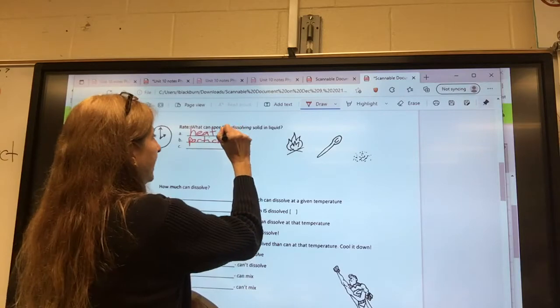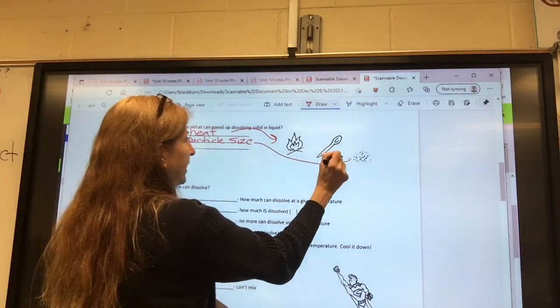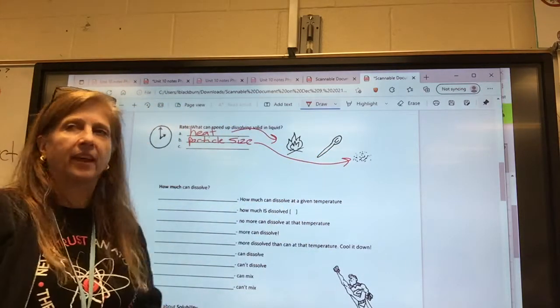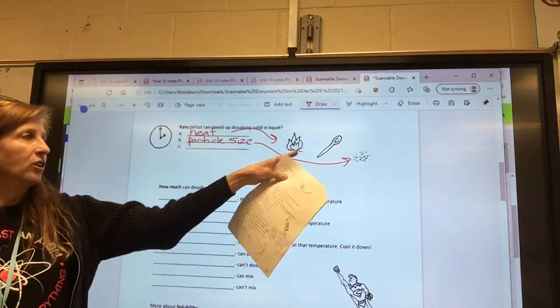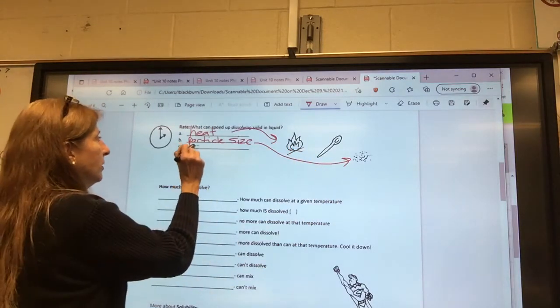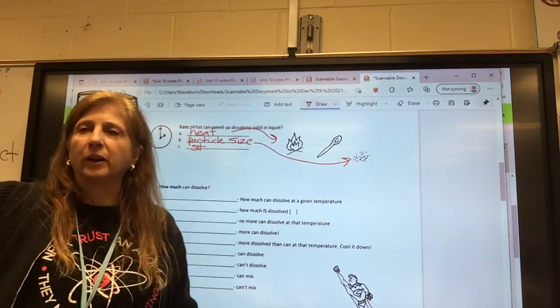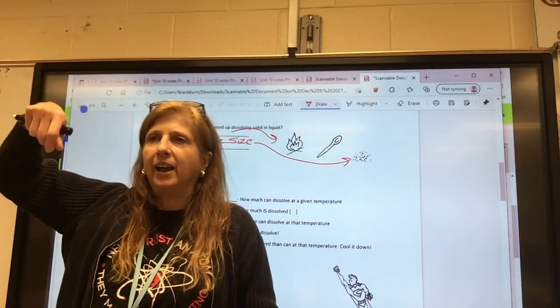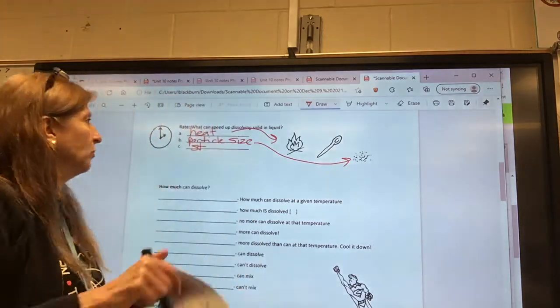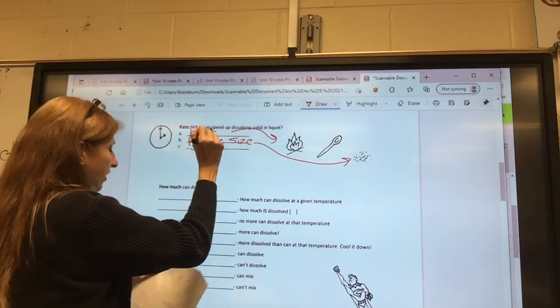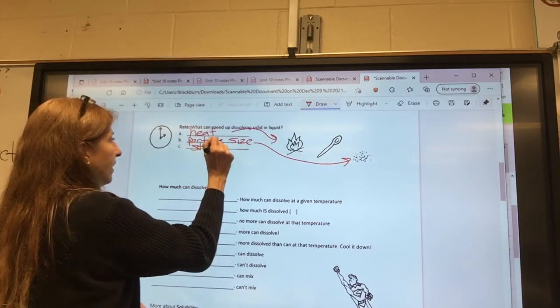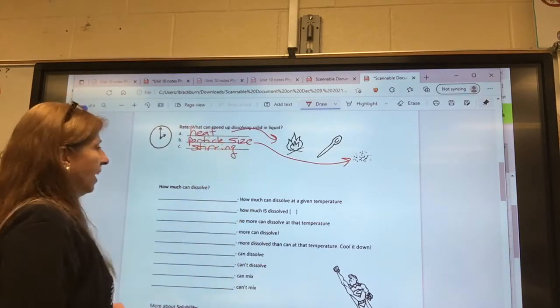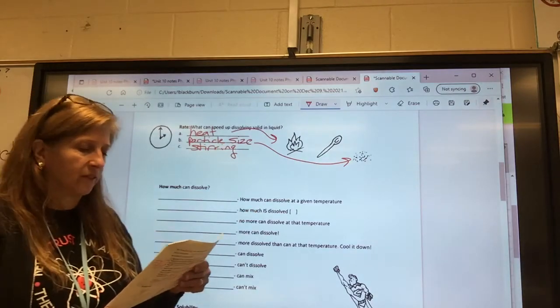So you can heat it up. You can break it down, and what's my third little hint there? You can stir it. It's a spoon. So when you get that sweet tea packet, you try to stir it, it just doesn't work. So the heat is better for that. Stirring. Okay, now how much can dissolve?